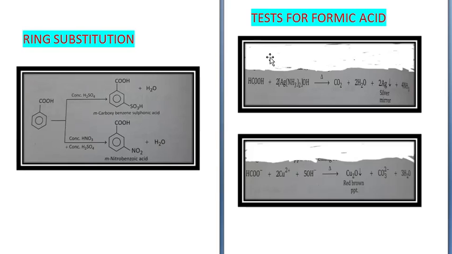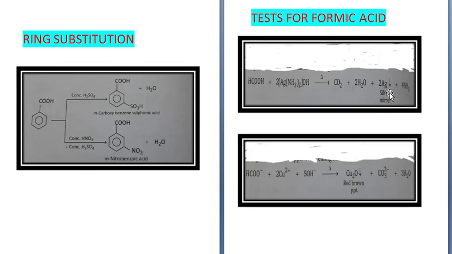Next, formic acid gives the silver mirror test with Tollens reagent. So HCOOH, that is formic acid, when it is treated with Tollens reagent, ammoniacal silver nitrate, that is [Ag(NH3)2]OH, and HCOOH, when they are heated together, they give you CO2 plus 2H2O plus 2Ag as precipitate. This is the silver mirror, plus ammonia 4NH3.